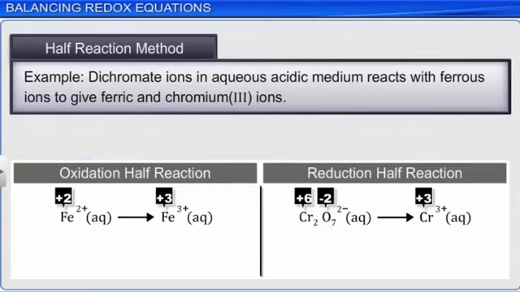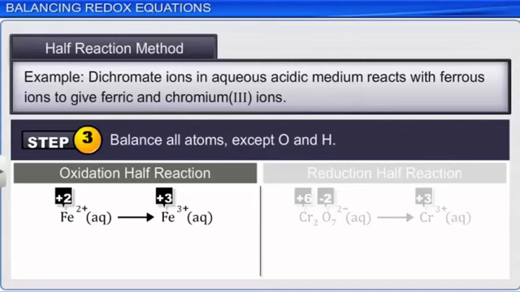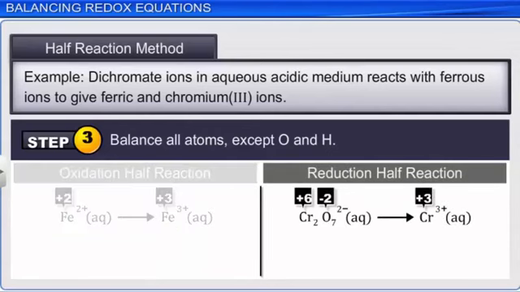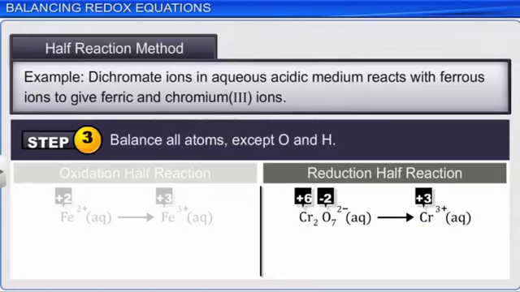In the third step, balance all atoms except oxygen and hydrogen. In this example, the oxidation half reaction is already balanced since the numbers of iron atoms are equal on either side of the equation. In the reduction half reaction, there are 2 chromium atoms on the left-hand side and only 1 on the right-hand side. So, we'll multiply Cr3 plus by 2 to get 2 chromium atoms on the right side too.